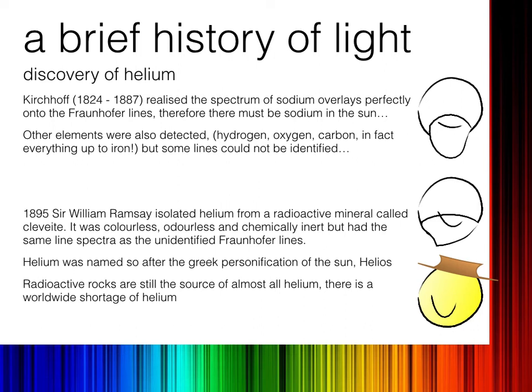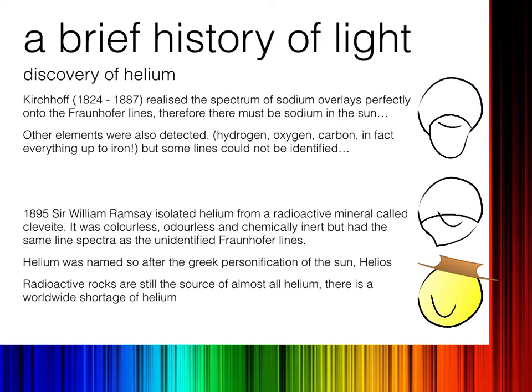The first one was the discovery of helium. It had been Kirchhoff, who is another great physicist who's had an effect on a large range of modern physics. He had realised that the sodium emission spectrum perfectly overlaid some of these Fraunhofer lines. He also worked out that other elements, hydrogen, oxygen, carbon, were also identified in the sun. Kirchhoff went further to work out that everything up to iron was observed in the solar spectrum of our sun, but nothing heavier than iron was.